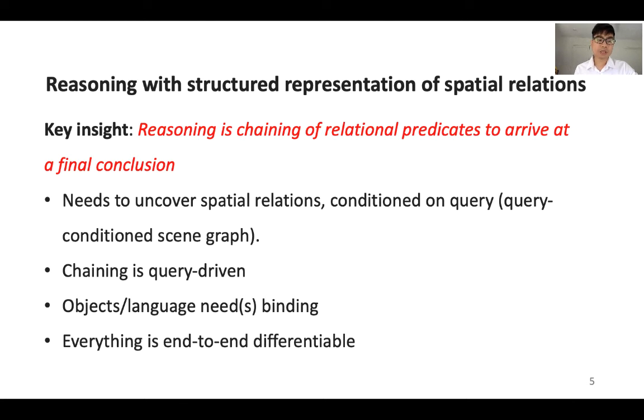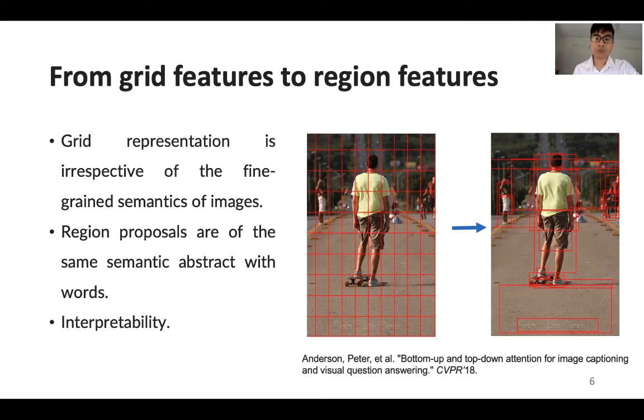Our purpose in designing a new network is to have a network where everything is end-to-end differentiable. For the approach, we first emphasize that the network we have works with region features instead of grid features, as in many previous works.